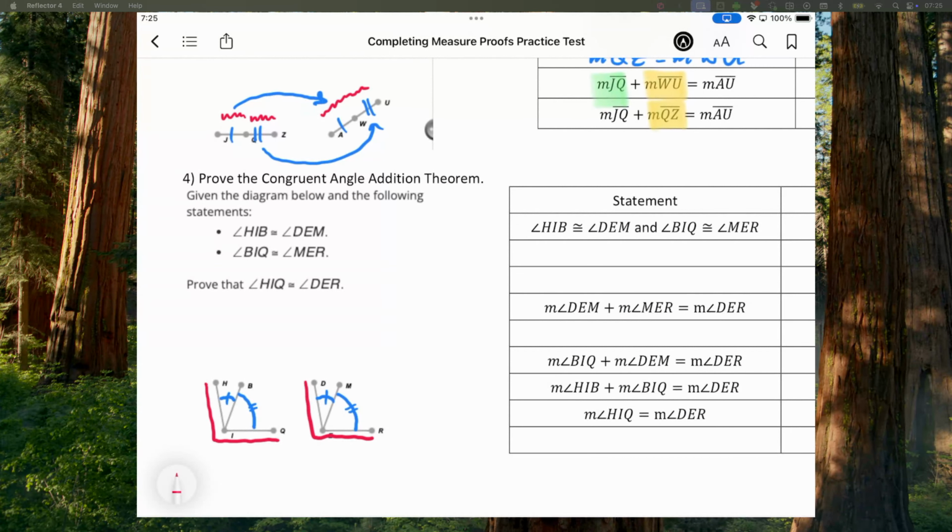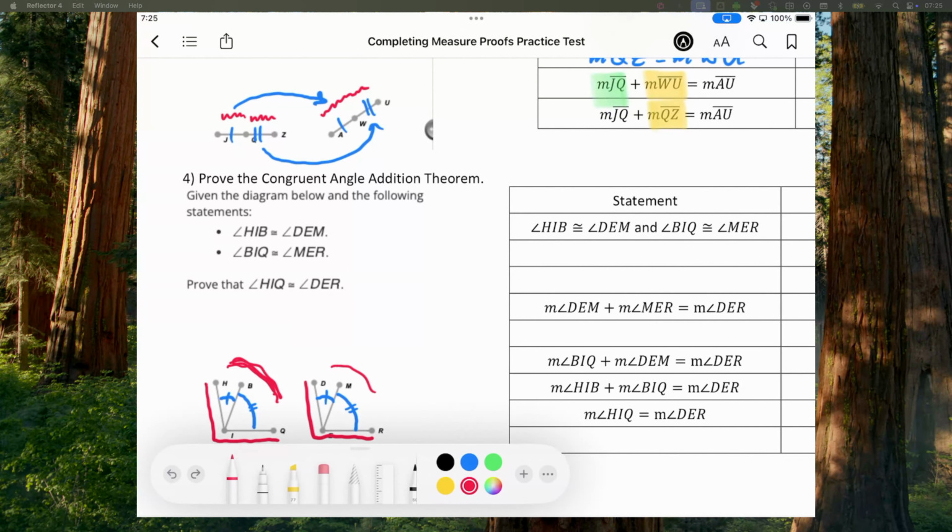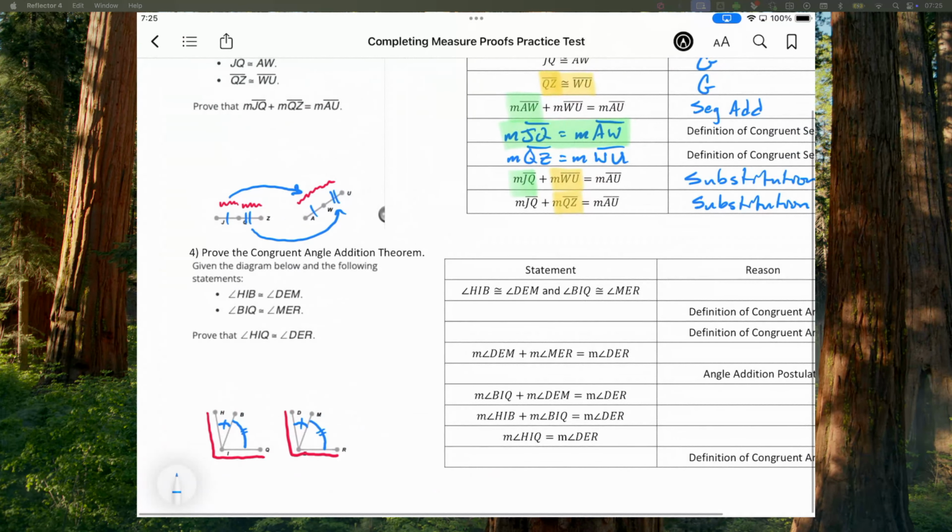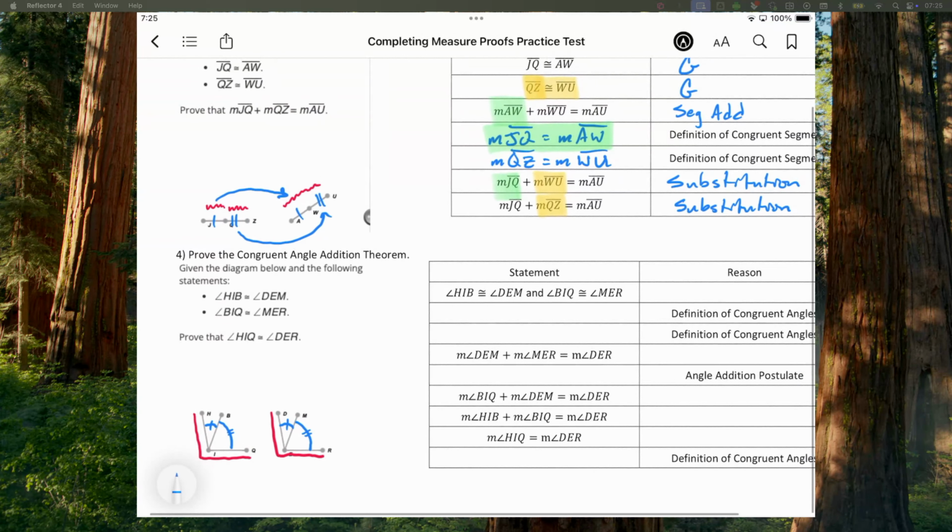Okay, and so the way that we're going to do that is we're going to say that both of these angles are congruent to both of these angles, and so if I add up both of these angles, I'm going to get the same thing as I would if I was to add up both of those angles. We'll be doing some substitution for this one. So to start with, HIB is congruent to DEM, and BIQ is congruent to MER. Both of those were given.